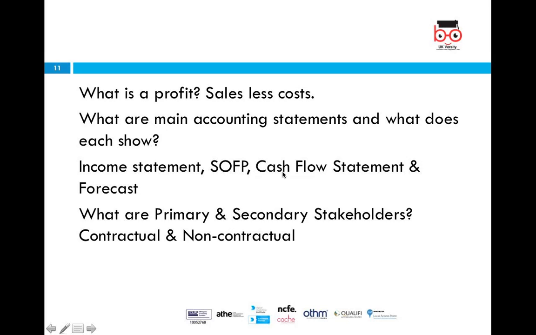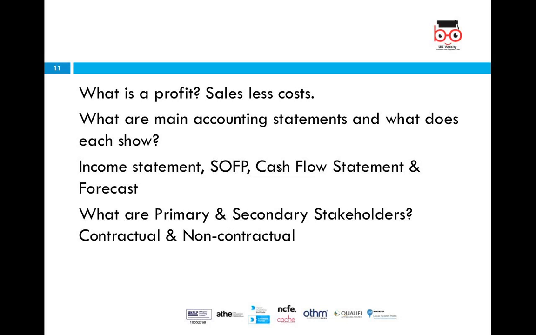Basically, the income statement, the statement of financial position, the cash flow statement, and then the forecast projected cash flow. So these are the main accounting statements. The income statement shows the profit and loss of a particular period, and the statement of financial position shows the assets and liabilities position in the business. And then it has to be recorded periodically.